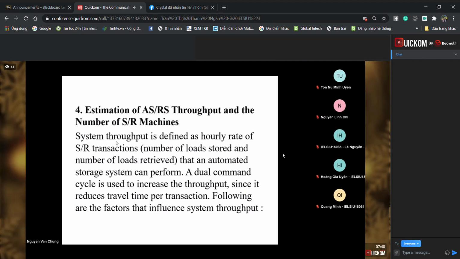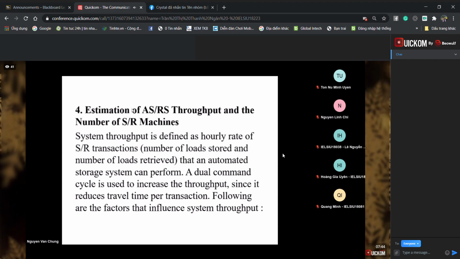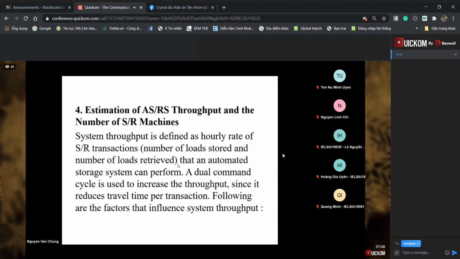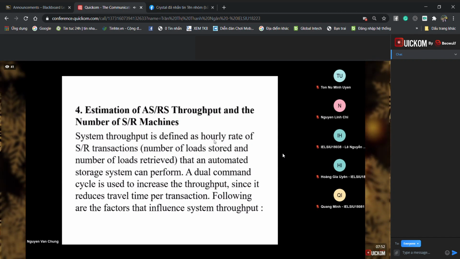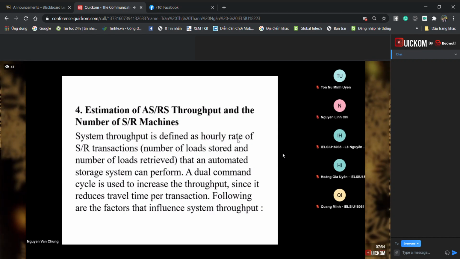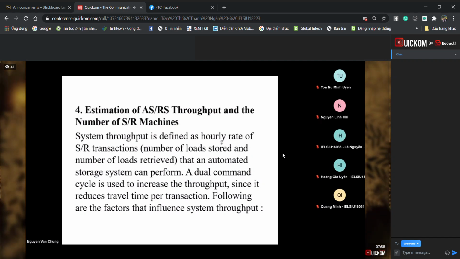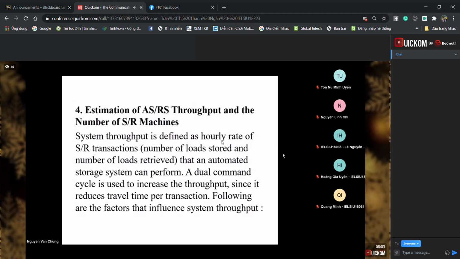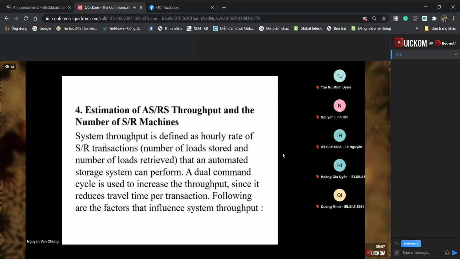Of course, but this depends on throughput. You see later, the system's throughput defines the result. Okay, so this is the hourly rate. This is the hourly rate of the system.